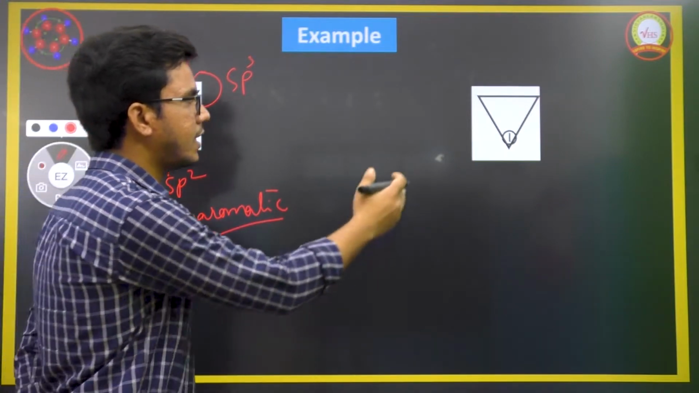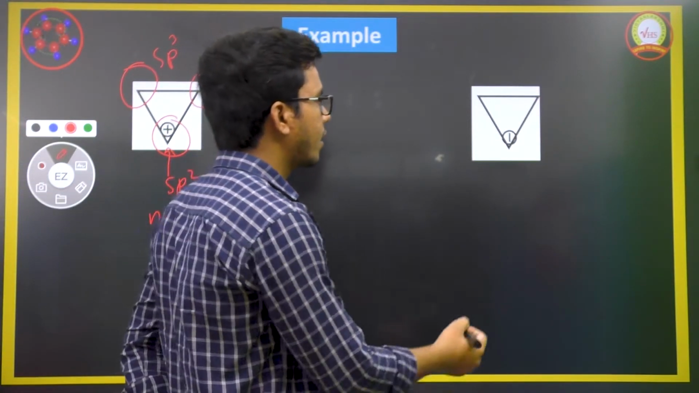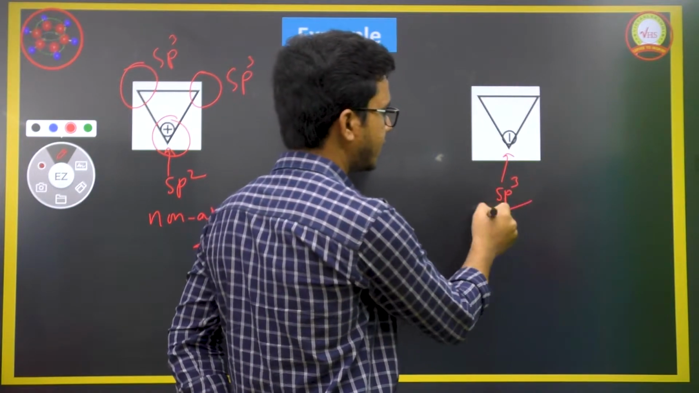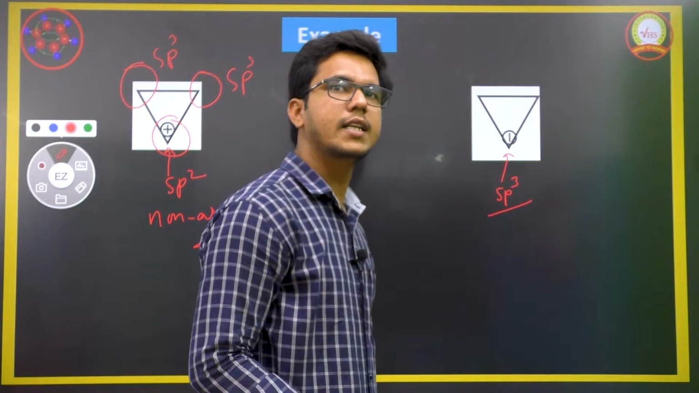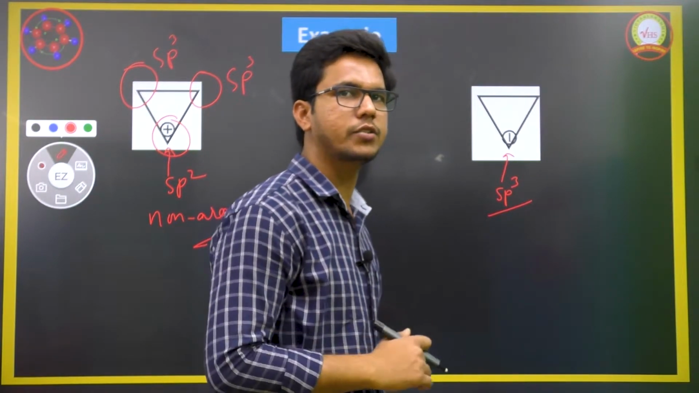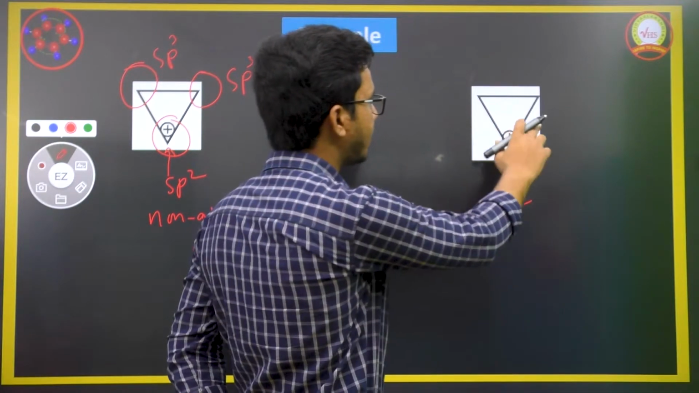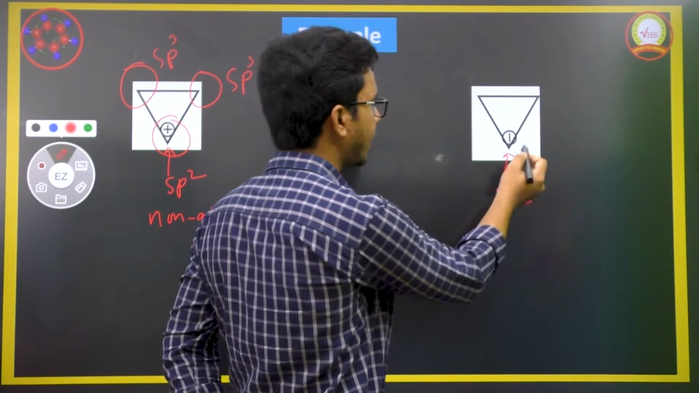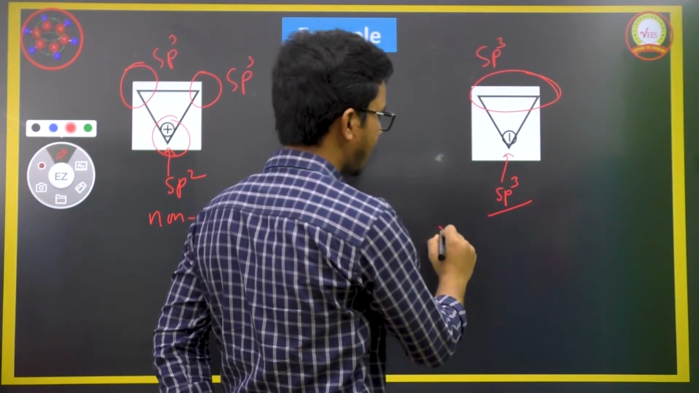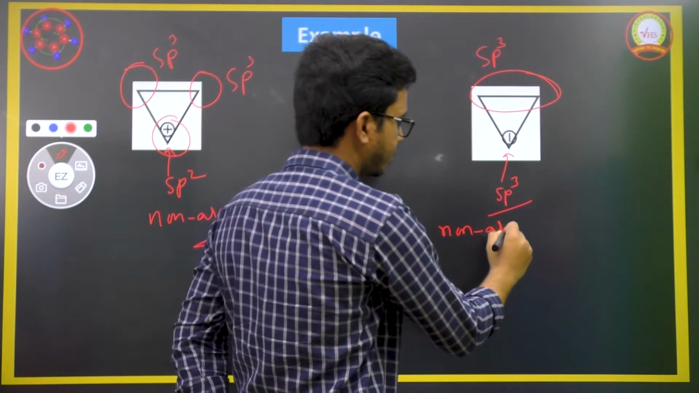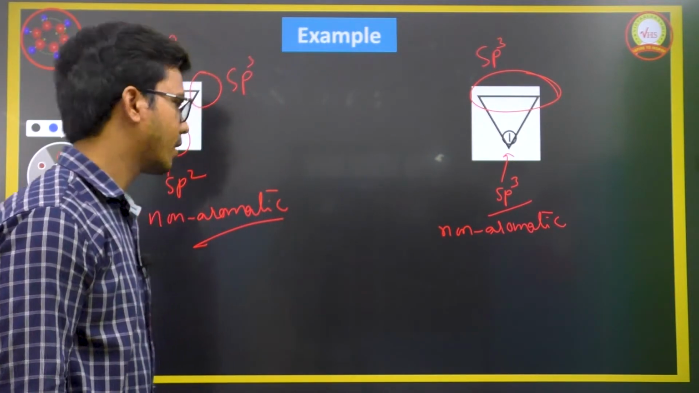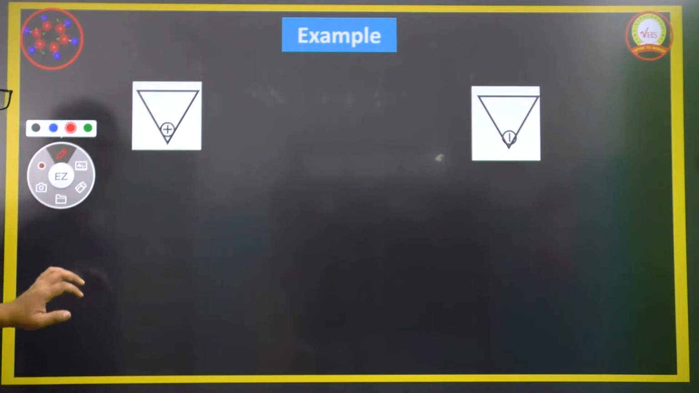Now let us see this example over here. Generally carbanions are sp3 hybridized, and here also it is sp3 hybridized, until it participates in delocalization. If it participates in delocalization, the carbon is going to be sp2. But there is no possibility of delocalization, so this carbon is sp3, and the remaining two are also sp3 hybridized. That is why this is a non-aromatic compound.